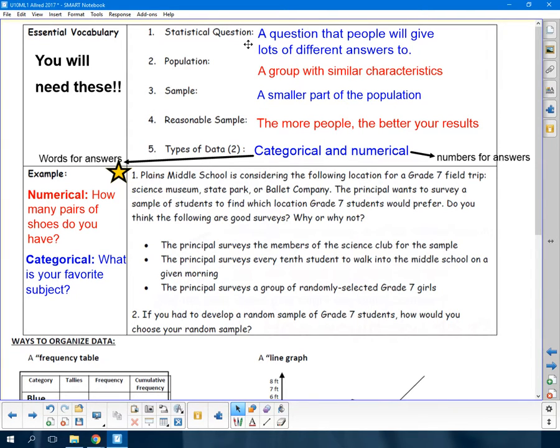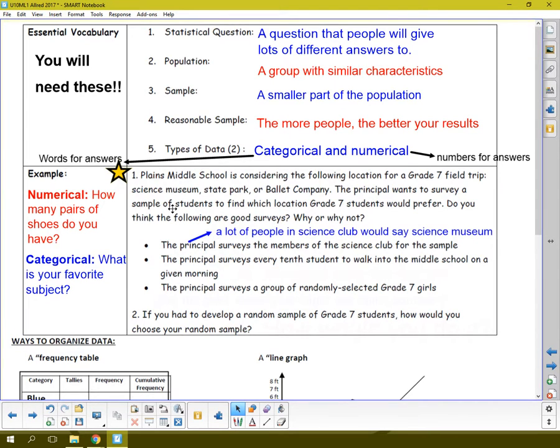Okay, Edpuzzle is going to ask you which one you think is the best. Please look at them. The truth is, there's definitely one of those that's better than the other 2. The first one, I don't know if that would be a good group of people to ask, because if you surveyed members of the science club, think about it. A lot of those people like the science club. They chose it on their list of clubs to choose from, so a lot of them would probably say Science Museum. They might not all say Science Museum, but those numbers would be skewed in a way that made you think that the whole 7th grade wanted to go to the science museum.